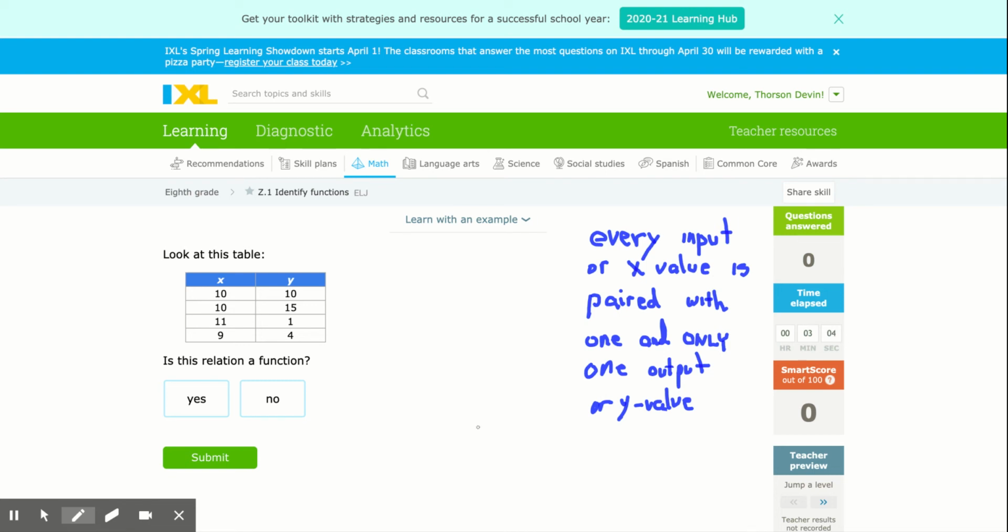Welcome. In this lesson, we are introducing what a function is.